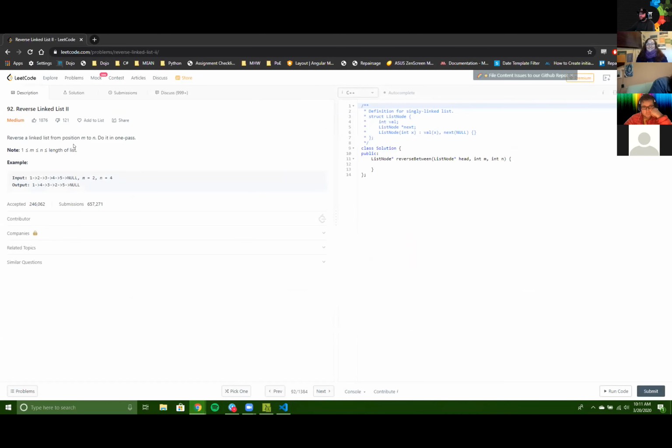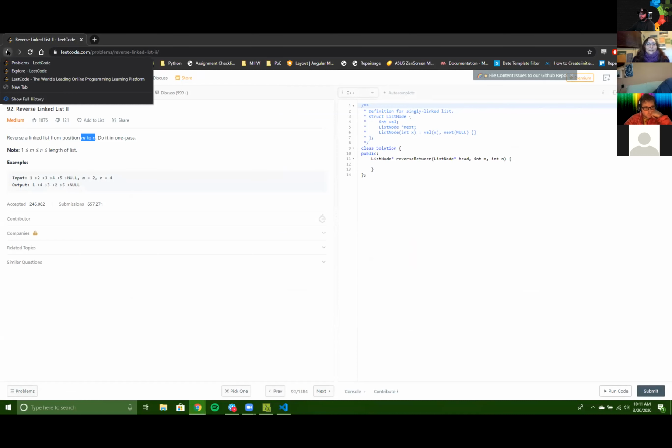So I've seen this one a lot. I've had this one. What is a reversal linked list? Wait, this is weird. Positioned M to N. Ooh. Do it in one pass. That's interesting.